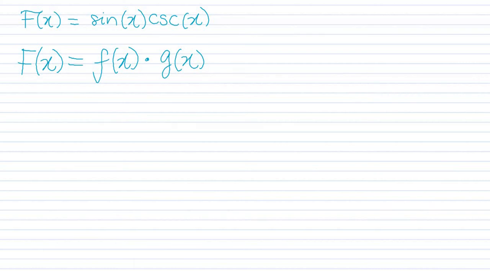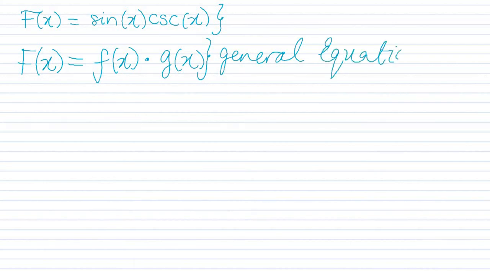But in this particular case, we have sine x multiplied by cosecant x. So this one is basically the general equation. When you see something looking like this, 2 sub-functions multiplied by each other, then you already know we have to apply the product rule in order for us to differentiate it. Now, to differentiate it, this is what the product rule is going to look like.